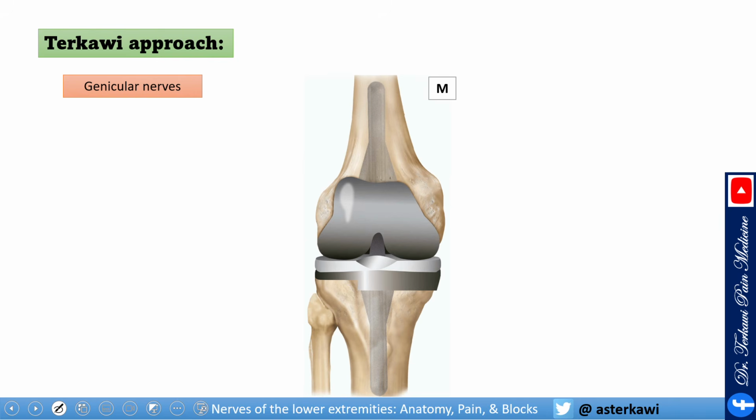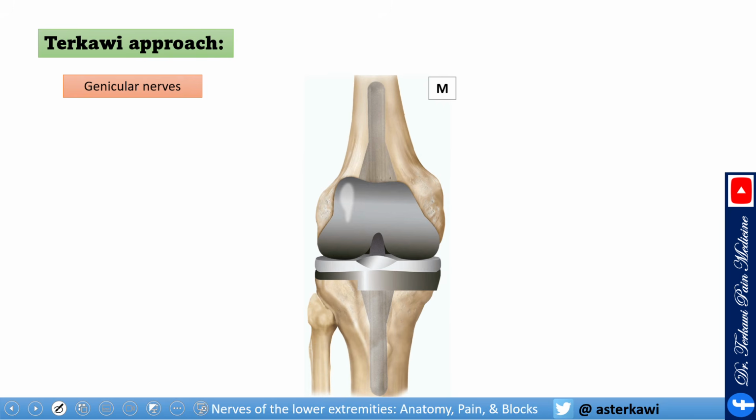So this is what I went through in my introductory lecture for the lower extremity, and I will have a separate lecture talking about knee pain or chronic knee pain. But this is just to pave the way so we can start talking about these nerves.